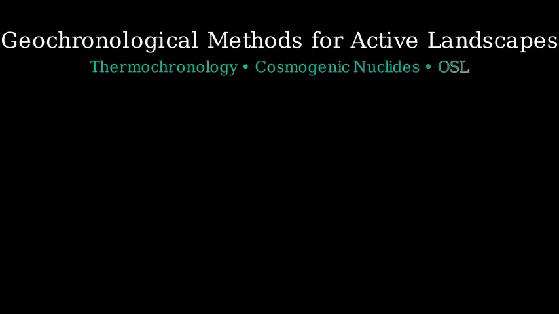Geochronological methods let us put time on landscapes. We will build intuition for three pillars used in active mountain belts: thermochronology, cosmogenic nuclides, and optically stimulated luminescence. Each operates on different physical principles and timescales, and together they cover the spectrum from recent events to millions of years.